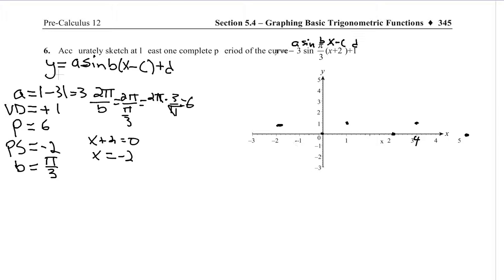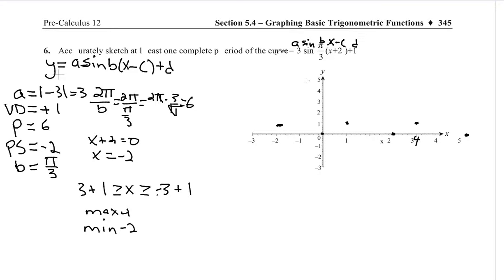Now we can find the range by looking at our amplitude and our vertical displacement. So 3 plus 1 is greater than or equal to y, and y is greater than or equal to negative 3 plus 1. So now we have our max as being 4, our min as negative 2. And don't forget to shift the middle up from 0, but we did that already.